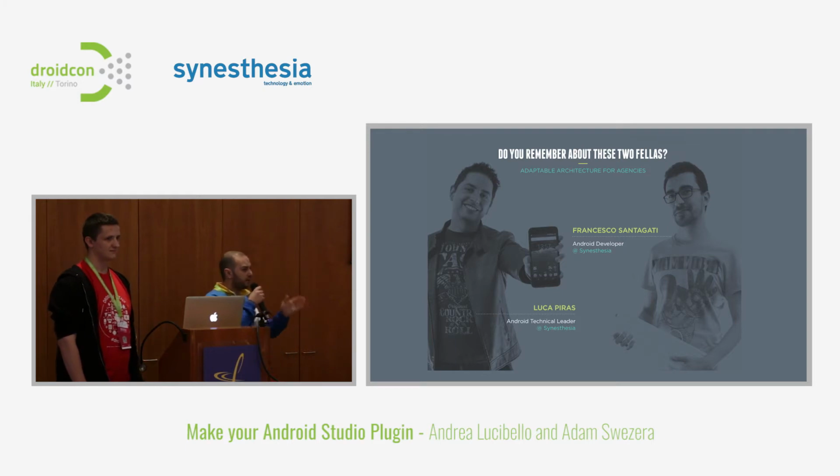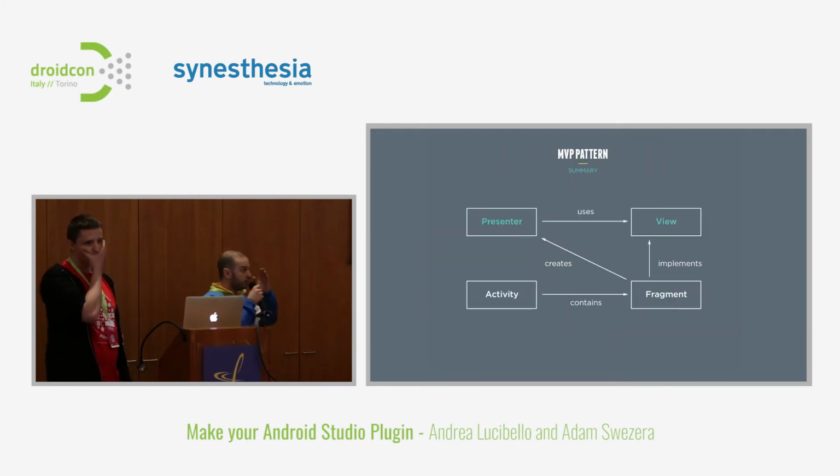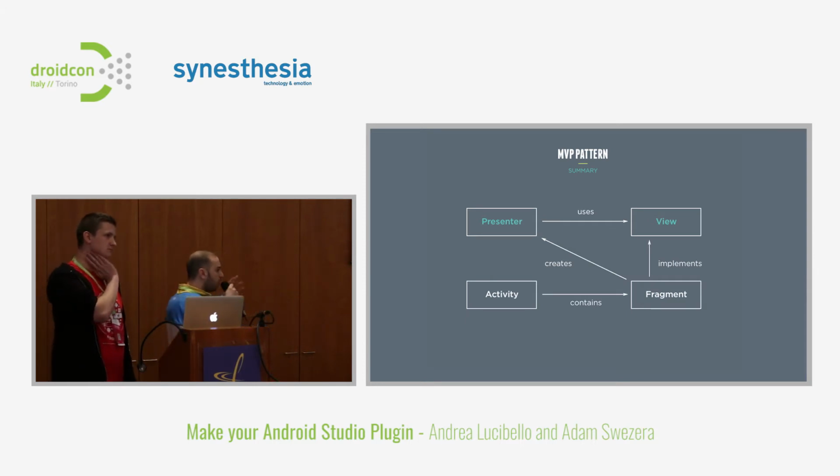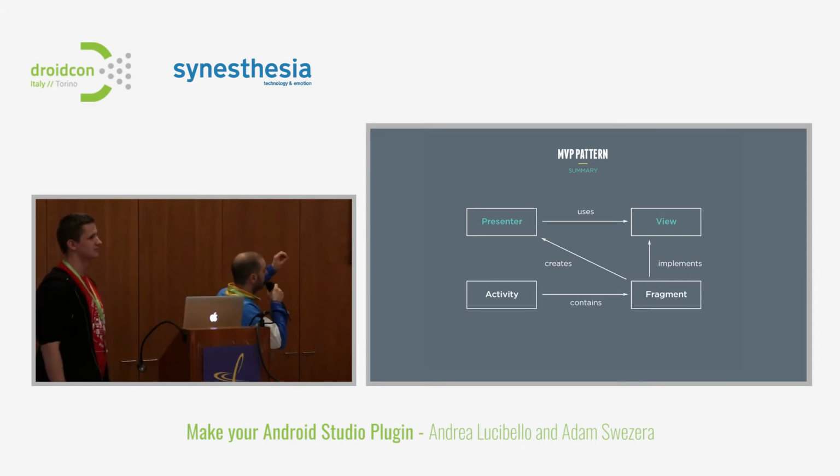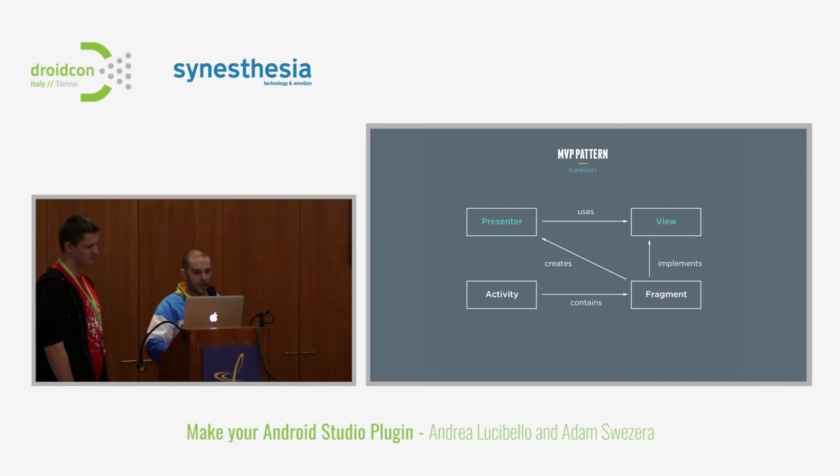Every time we have 3 different examples, but we always have the same structure. So we always have one activity, at least one fragment, one presenter, and one interface or MVP view. Of course, the process is different because the login does something completely different from retrieving data and vice versa. But the structure is always the same.